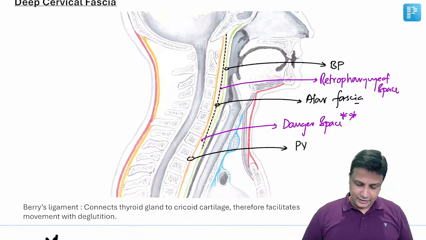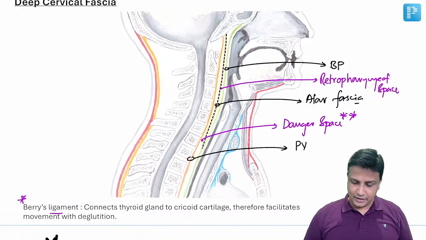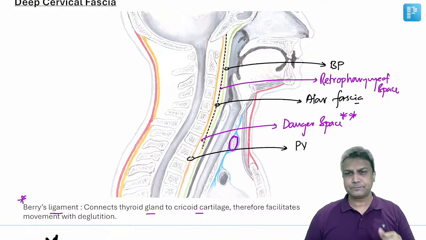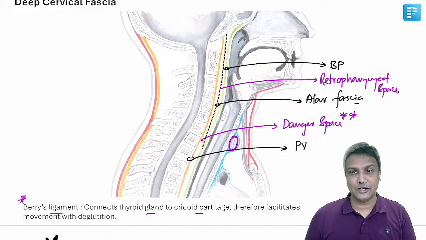Now there was a question regarding the Berry's ligament also. What is this ligament of Berry? It is the one which is going to connect your thyroid gland to the cricoid cartilage behind. That is the ligament of Berry. It is one of the modifications of your pretracheal fascia only.